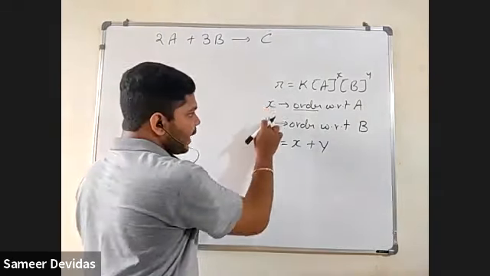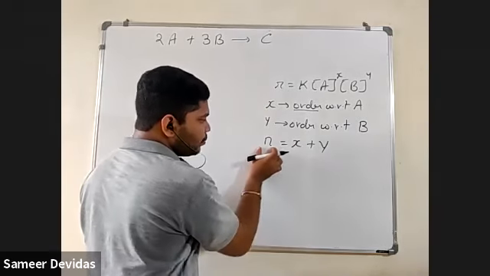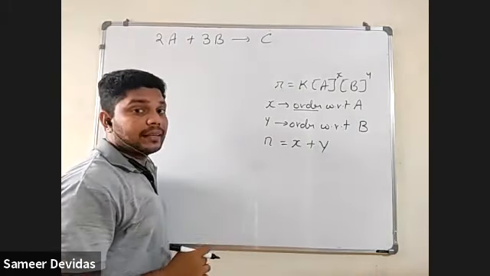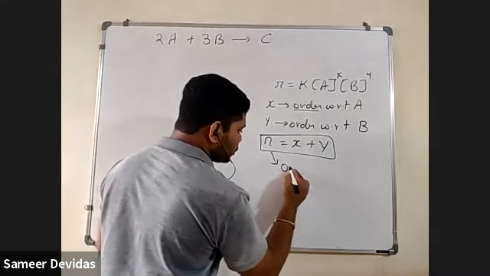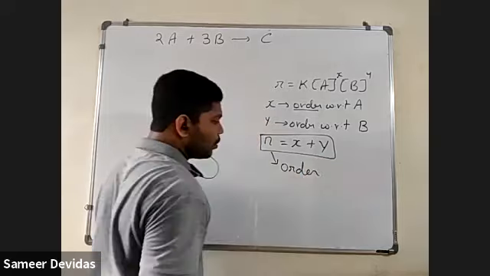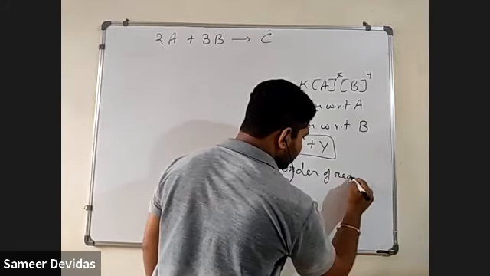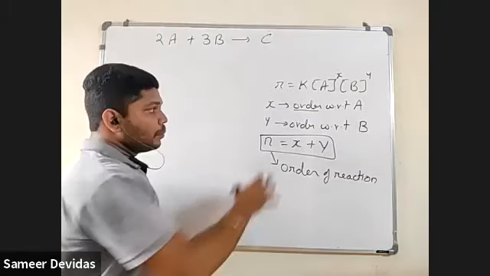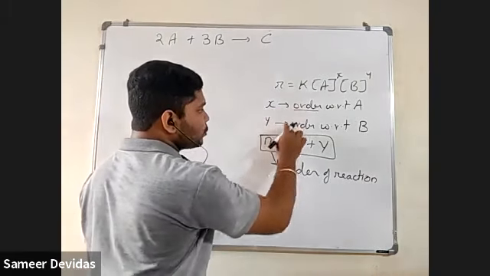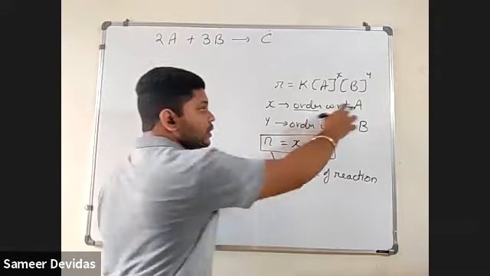When you add X plus Y, the term you are giving is a small n. And what is this small n? Small n is nothing but the order of a reaction. You can say overall order, because X and Y are also orders, but X is the order with respect to A.